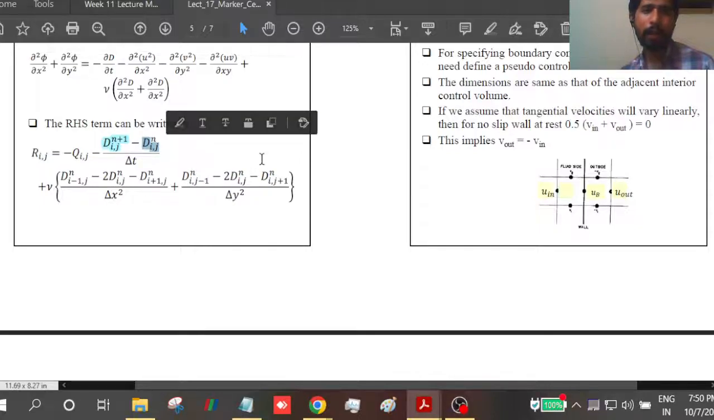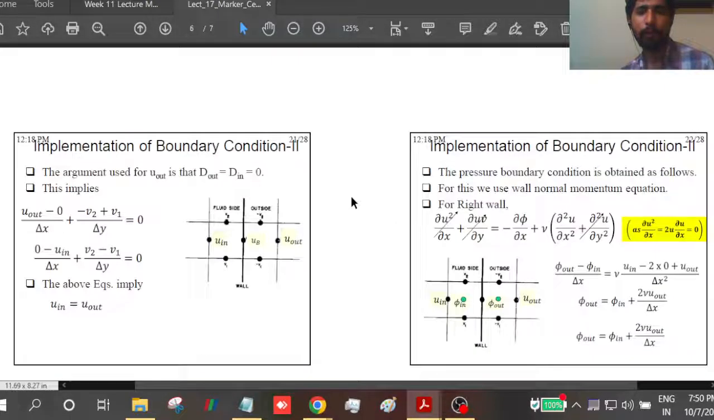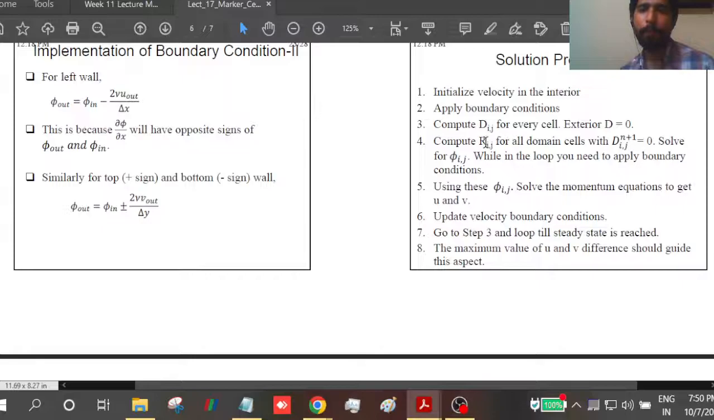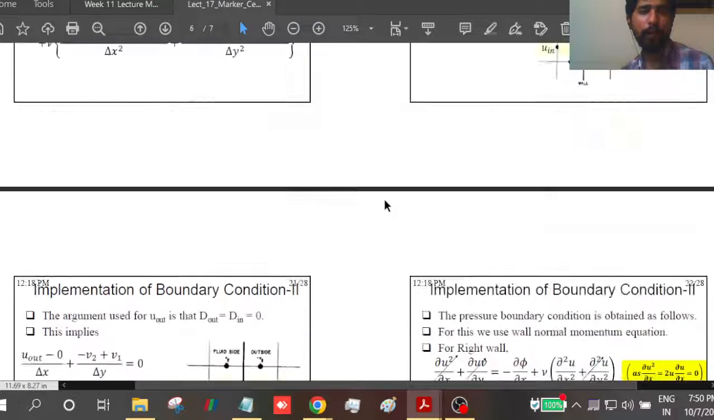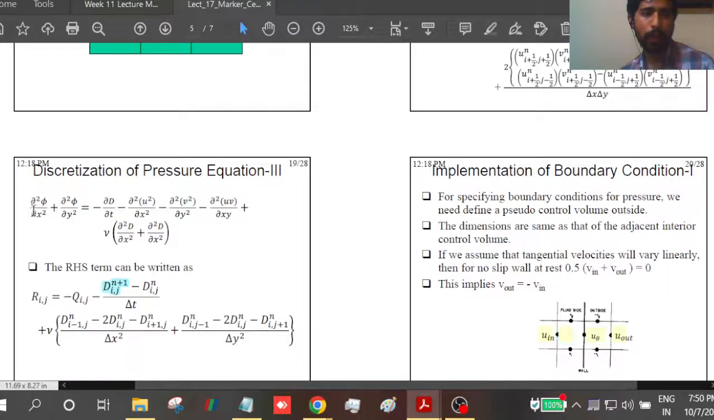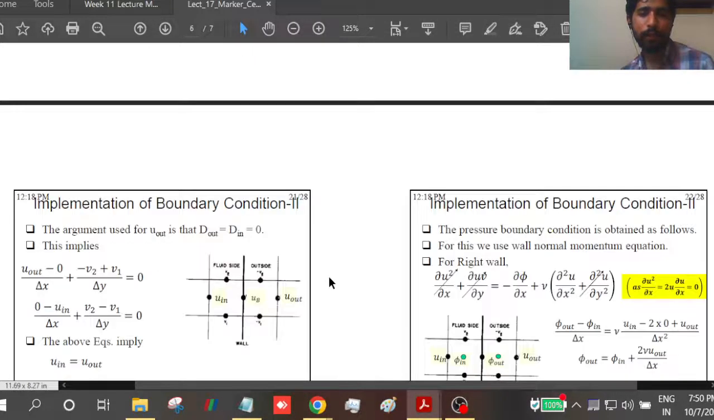D at i,j we calculate using whatever velocity values we have. So that is what is being done, and through that we first evaluate the pressure. That is the phi. We already know the velocities at the previous time steps. We have calculated the d value, through which we evaluate the pressure. So that is the first thing which is done.